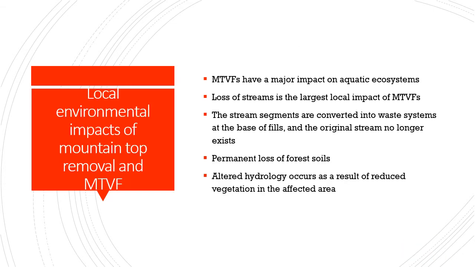Mountaintop mining with valley fill operations have both local and regional effects on aquatic ecosystems. The largest effect is the local destruction of the stream segments below the valley fills. These segments are converted into waste systems at the base of fills, which form into ponds with new water, and the original water of the stream no longer exists. Two other impacts at the local level are permanent loss of forest soils and altered hydrology. The altered hydrology occurs as a result of reduced vegetation in the affected areas.